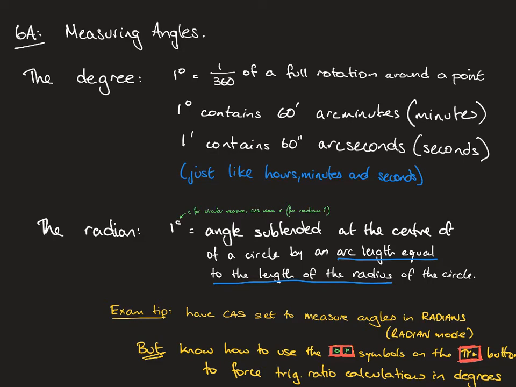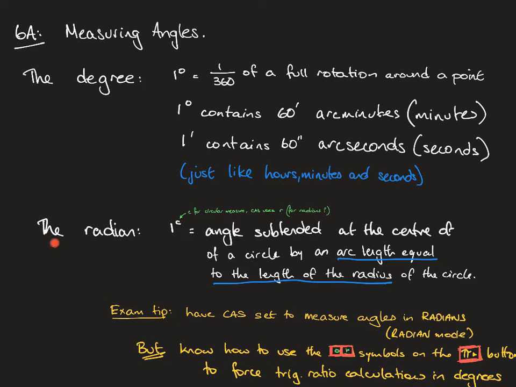So the degree is a very ancient measurement. It is 1/360th of a full rotation around a point. And just like hours contain minutes and seconds, a degree contains 60 arc minutes, or minutes for short, and 1 minute contains 60 arc seconds, or just seconds for short.